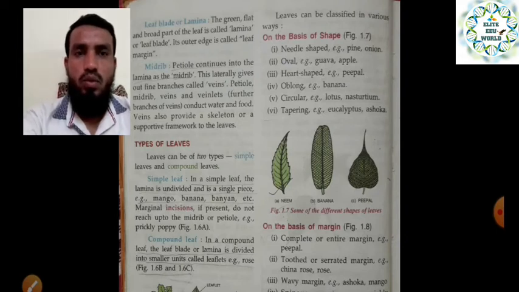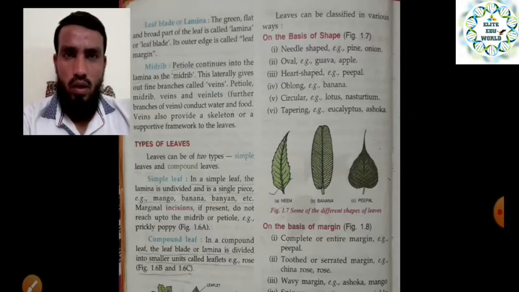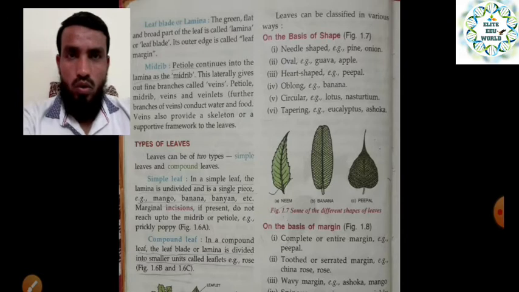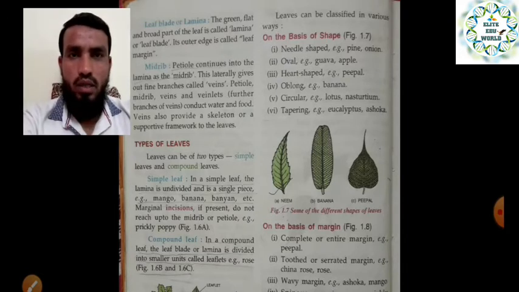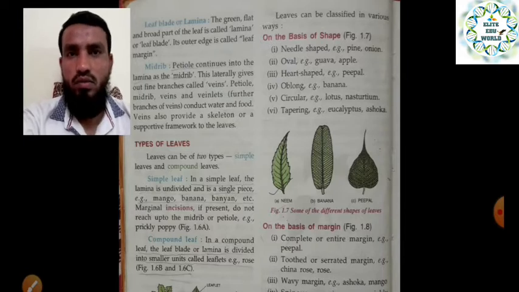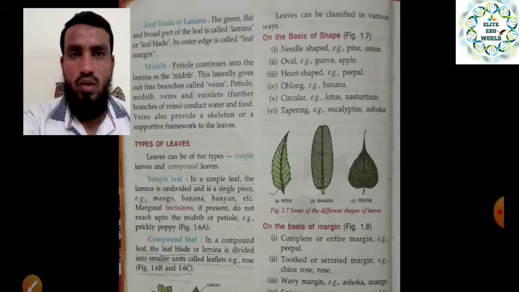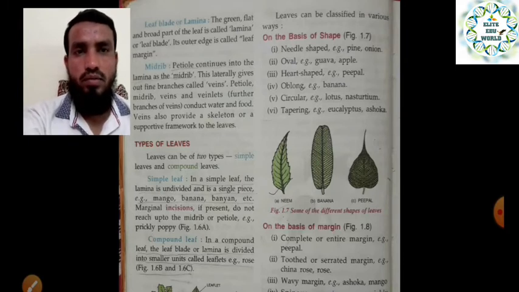And veins also provide a skeleton or supportive framework to the leaf. That is also a very important point. It will support all the leaves. It will provide the skeleton, like we have bones in our body. In class 5 you have already studied the human skeletal system. So like that, in plant leaves also, it will act as a support, as a skeletal system, and it will give shape and support to the leaf. So that is about the midrib.